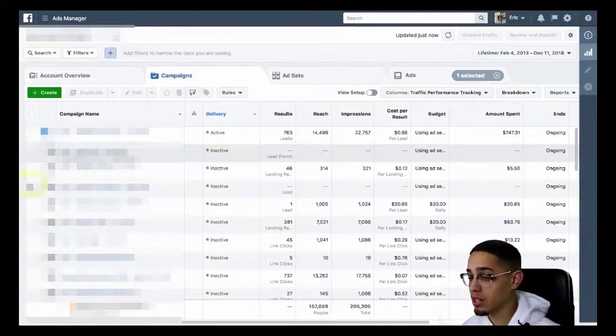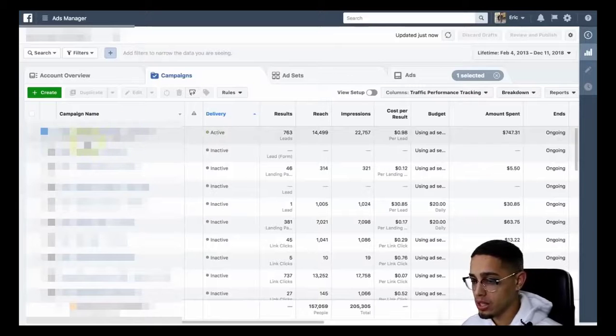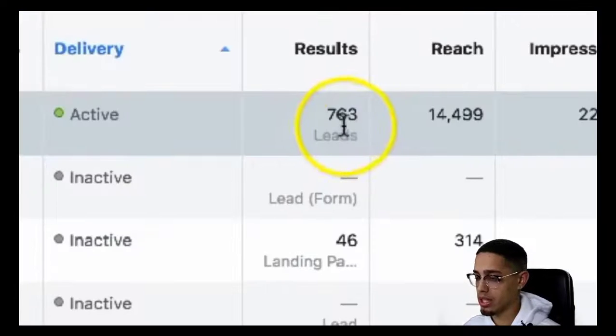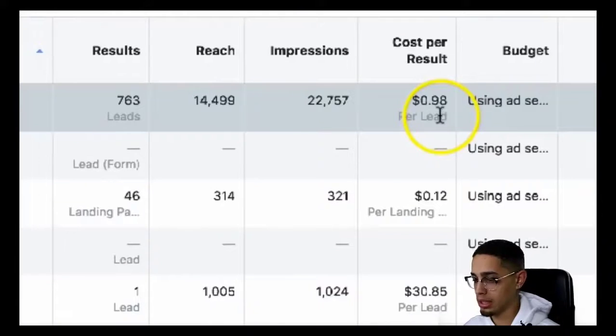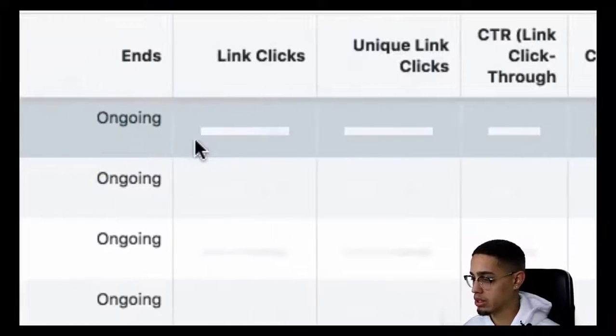Now, if you look here, I'll show you guys the active campaign, and then I'm actually gonna go ahead and break it down for you, right? So if we look here, the campaign is a conversion ad. If we look at the results, currently 763 leads. How much are we getting each lead for? $0.98 per lead, 22,000 impressions, 14,000 reach, and spent $747, right?